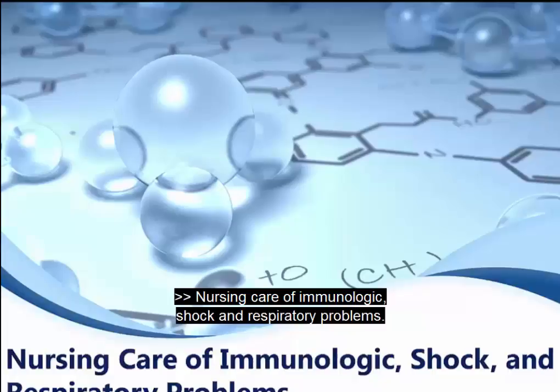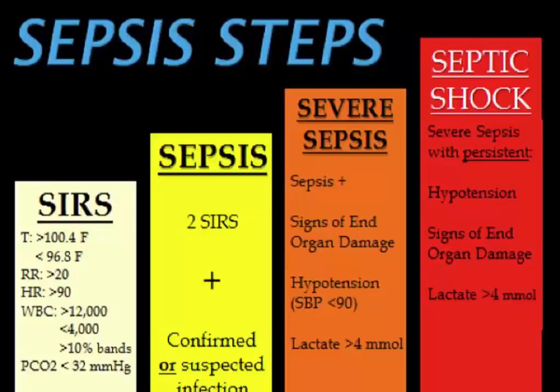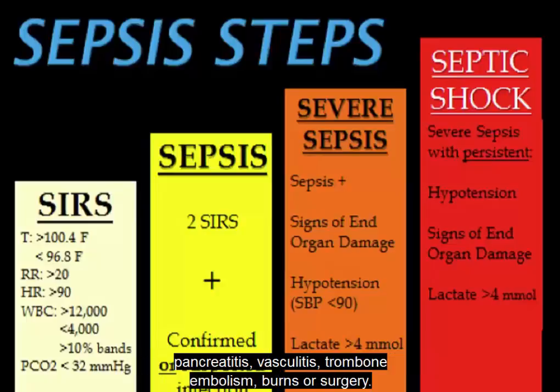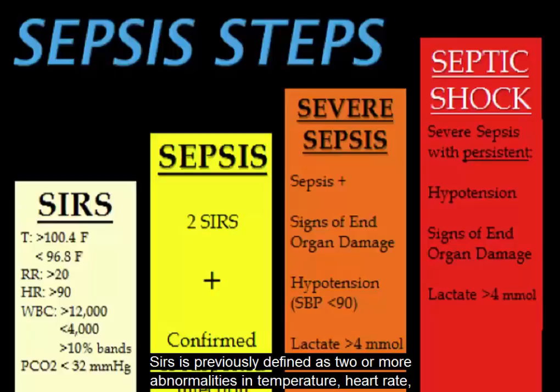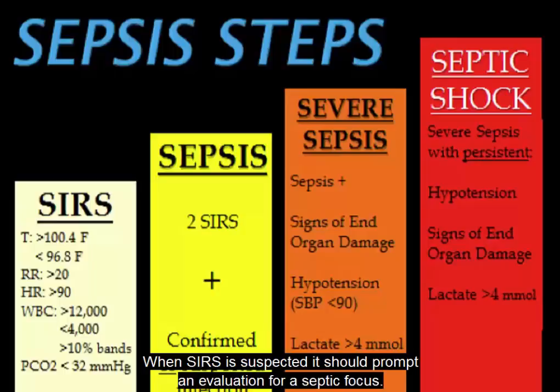Nursing care of immunologic, shock, and respiratory problems. The term SIRS has routinely been associated with sepsis, autoimmune disorders, pancreatitis, vasculitis, thromboembolism, burns, or surgery. SIRS was previously defined as 2 or more abnormalities in temperature, heart rate, respiration, or white blood cell count. When SIRS is suspected, it should prompt an evaluation for a septic focus.